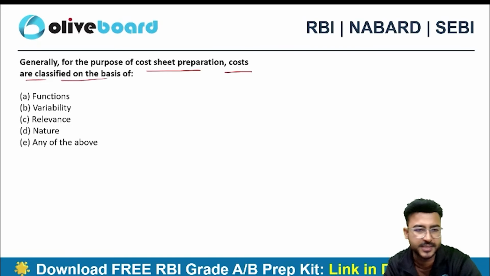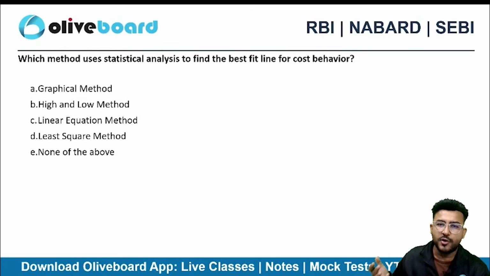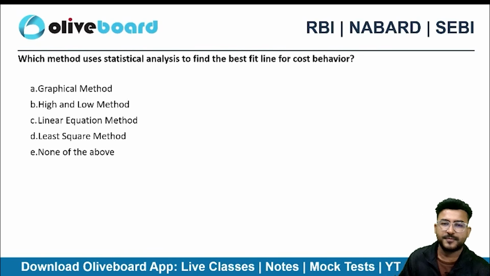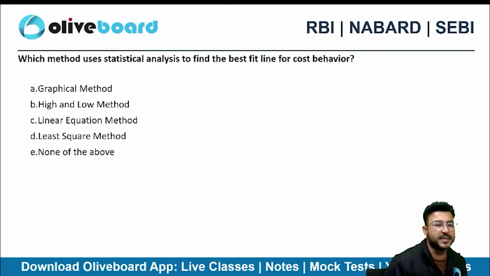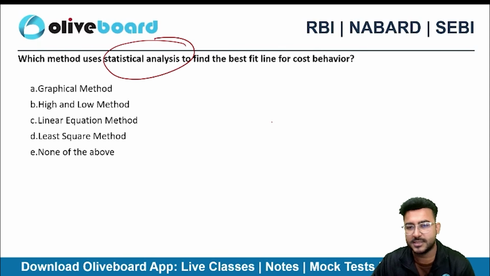That's always on the basis of functions, right? Next one. Which method uses the statistical analysis to find the best fit line for the cost behavior? Statistical analysis to fit the best line of cost behavior. Now, this is a method which uses the statistical analysis. There are few methods in which we can segregate the semi-variable cost.